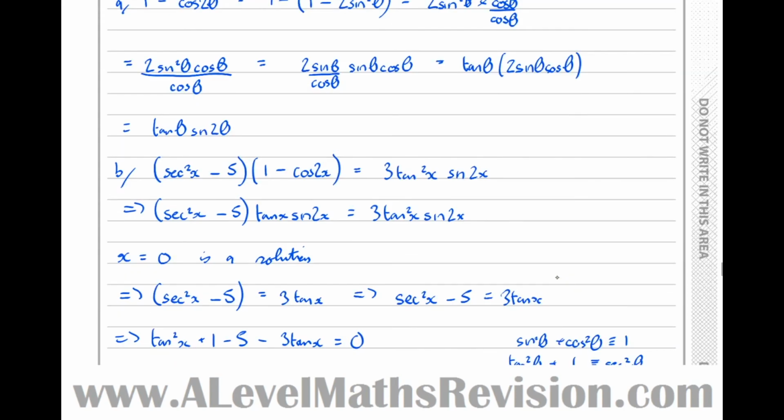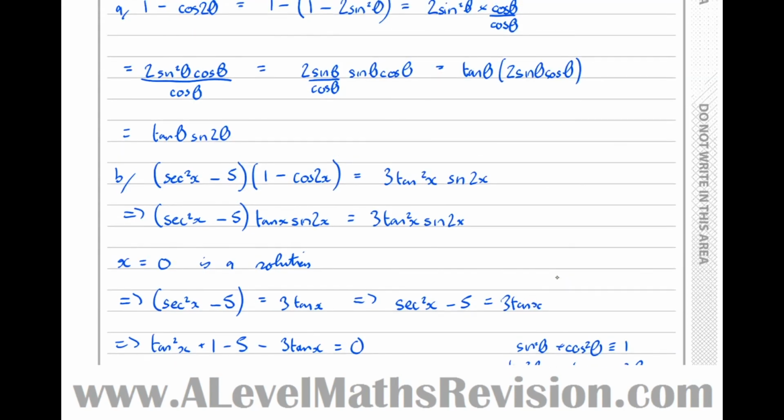But the key point here, the hard part, was recognising before dividing by tan x sine 2x that a solution existed at x equals 0. If we divide by it without recognising that, we'll lose this 0 solution altogether. So that was the trick in that question.